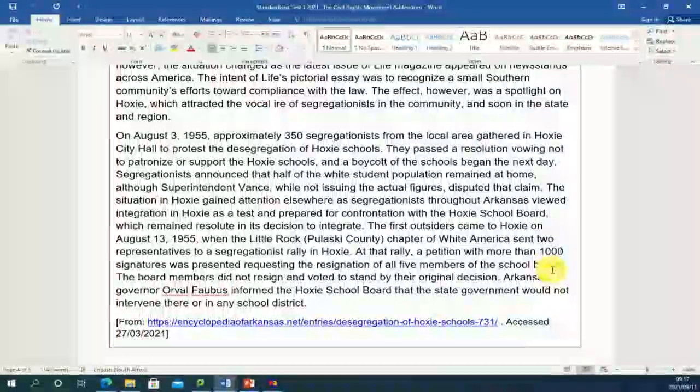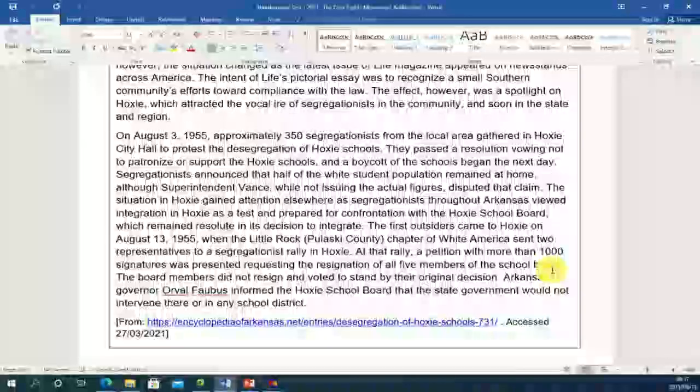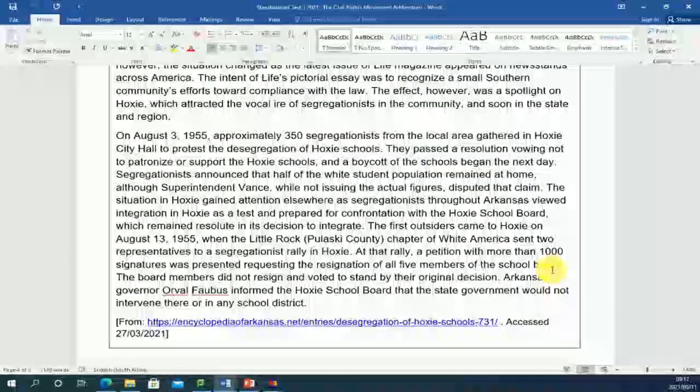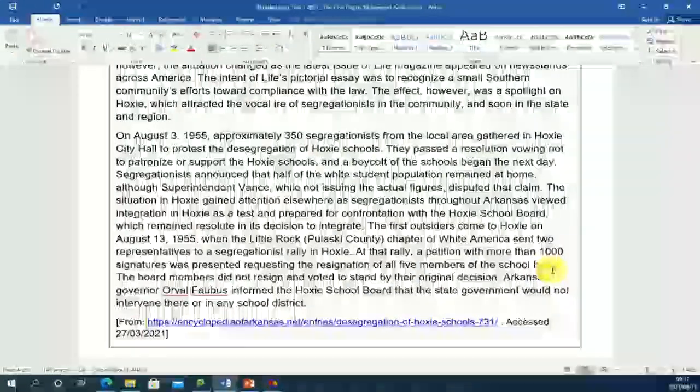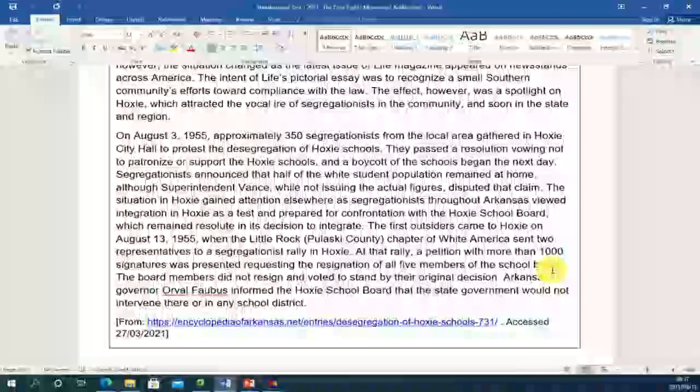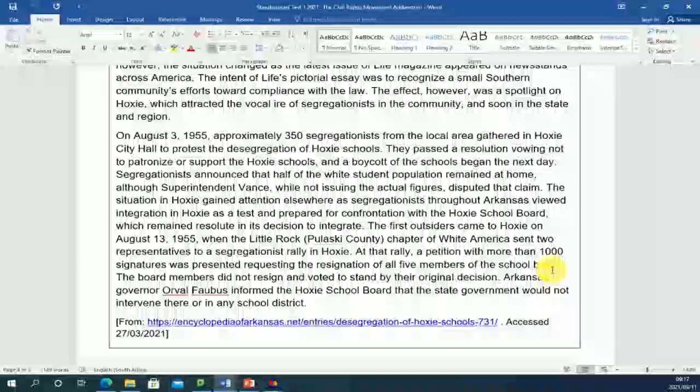The first outsiders came to Hoxie on the 13th of August 1955 when the Little Rock chapter of White America sent 2 representatives to a segregation rally in Hoxie. At that rally, a petition with more than 1,000 signatures was presented, requesting the resignation of all 5 members of the school board. The board members did not resign and voted to stand by their original decision.